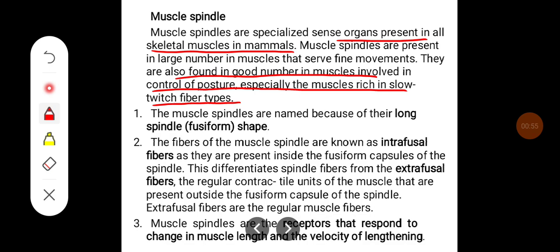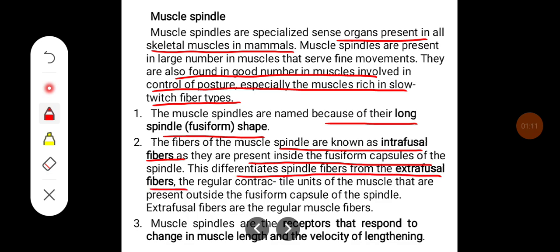The muscle spindles are named because of their long spindle shape, that is fusiform shape. The fibers of the muscle spindle are known as intrafusal fibers as they are present inside the fusiform capsules of the spindle. This differentiates spindle fibers from extrafusal fibers, regular contractile units of muscle that are present outside the fusiform capsule of the spindle. Extrafusal fibers are regular muscle fibers. Muscle spindles are the receptors that respond to change in the muscle length and the velocity of lengthening.